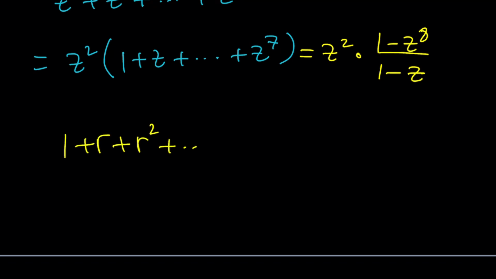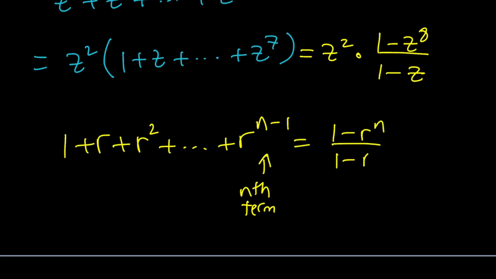But as a general formula, you can kind of look at it this way. If this goes up to r to the power n minus 1, by the way, we end at r to the power n minus 1 because there should be n terms. So this is the nth term, right? Makes sense. And that's finite. This can be written as 1 minus r to the n divided by 1 minus r.